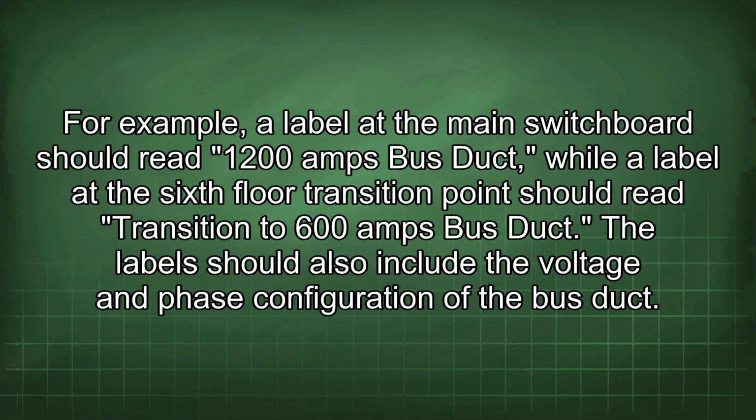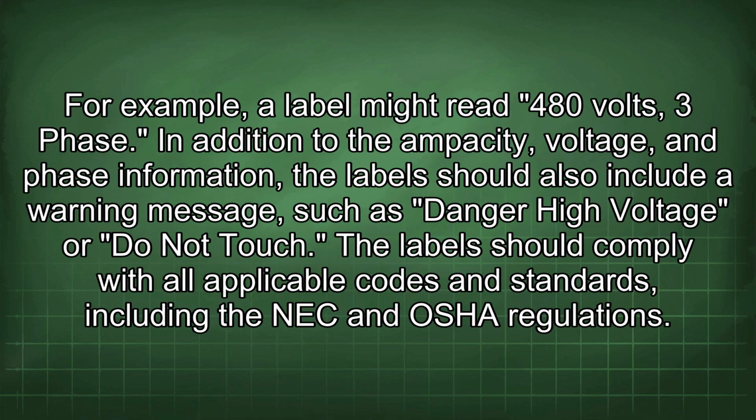The label should also include the voltage and phase configuration of the bus duct. For example, a label might read 480 volts 3-phase. In addition to the ampacity, voltage, and phase information, the label should also include a warning message, such as danger, high voltage, or do not touch. The label should comply with all applicable codes and standards, including the NEC regulations.